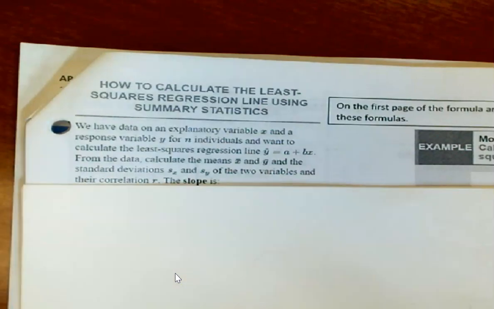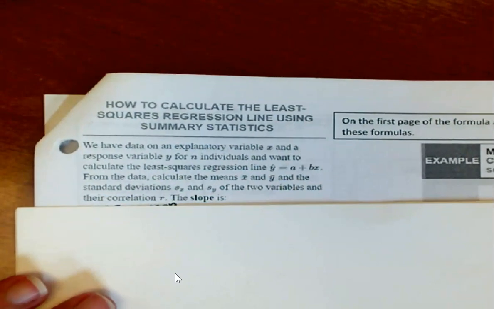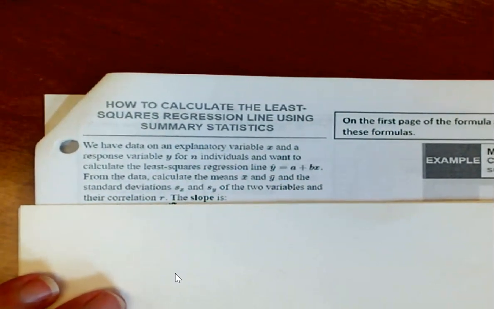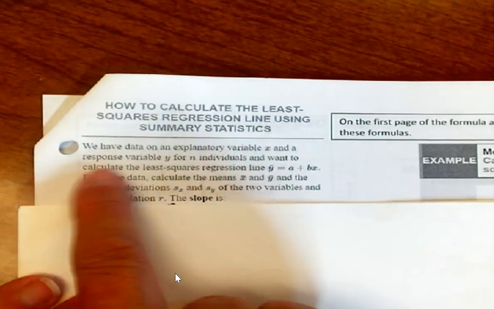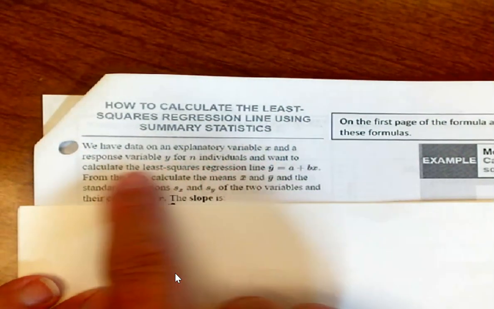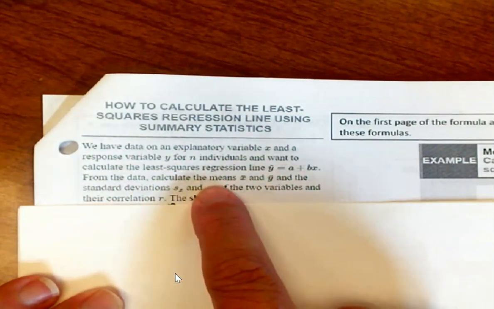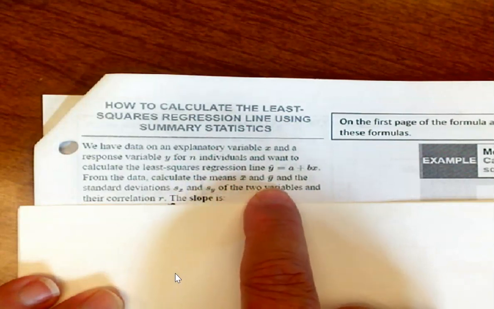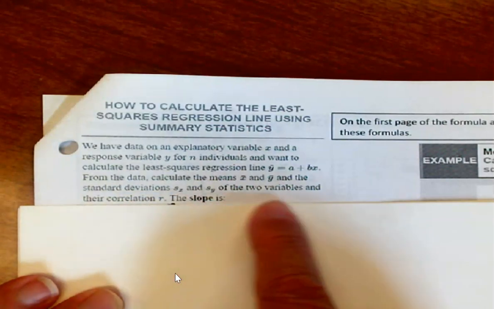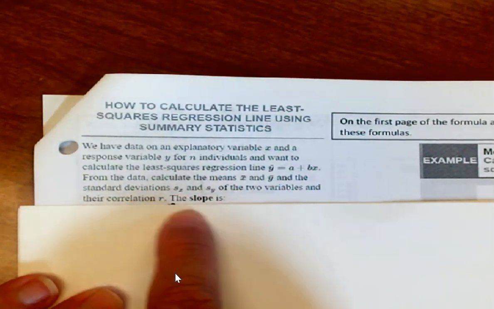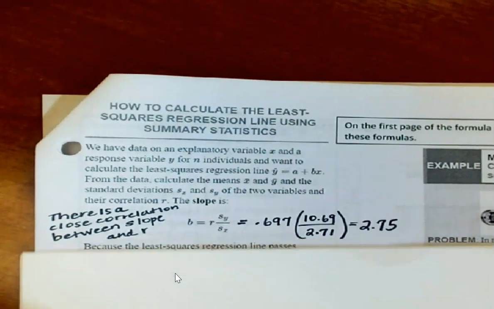Okay, the next part of the lesson is how to calculate the least squared regression line using summary statistics. We have data on an explanatory variable x. So the explanatory variable we know is x, and the response variable is y for n individuals, and we want to calculate the least squared regression line. From the data, calculate the means, x bar and y bar, and the standard deviations, s sub x and s sub y, of the two variables and the correlation r. And then these two formulas are on the formula sheet I'm going to show you.